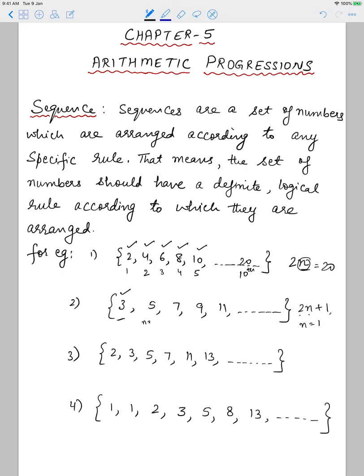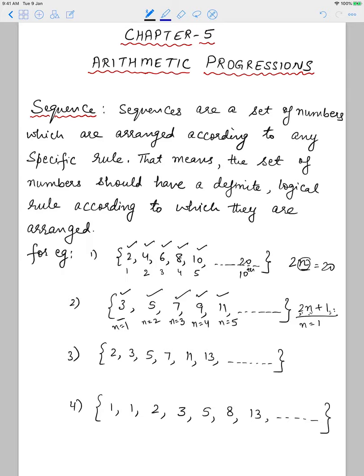For the second term, I will put n is equal to 2 in this rule. 2 2s are 4 plus 1, 5. For the third term, I will put n is equal to 3. 2 3s are 6 plus 1, 7. For the fourth term, I will put n is equal to 4. That will give you 2 4s are 8 plus 1, 9. For the fifth term, I will put n is equal to 5 and that will give you 2 5s are 10 plus 1, 11. So, this way I can find out any term of this sequence.